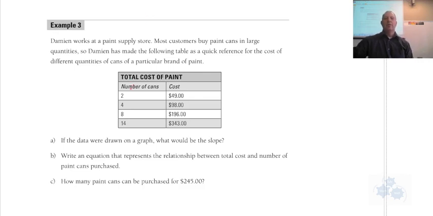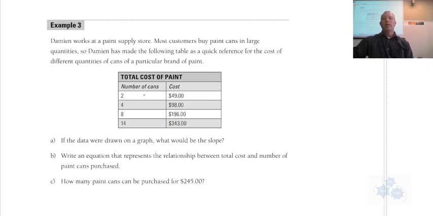So here we have number of cans on this side and the cost on this side. 2 cans is $49. 4 cans is $98, and so on. 8 is this much, 14 this much. If the data were drawn on a graph, what would be the slope?